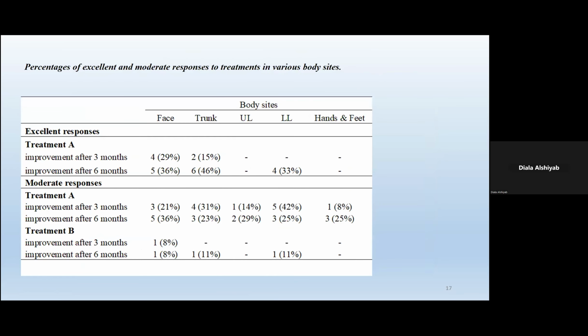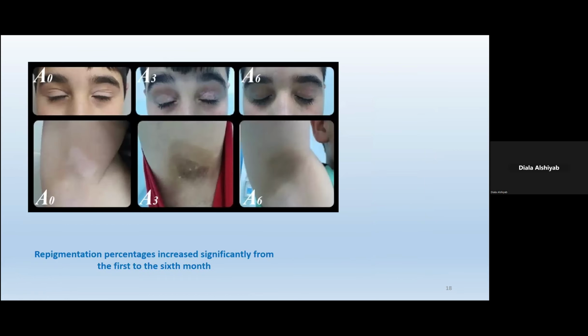And of course, the treatment response differs according to the body site involved. As you can see here, the face is the best site to respond, while the hands and feet are the lowest sites to respond. And this is consistent with previous and all other studies. Face is the best place to respond.